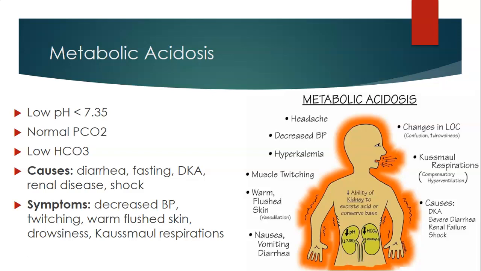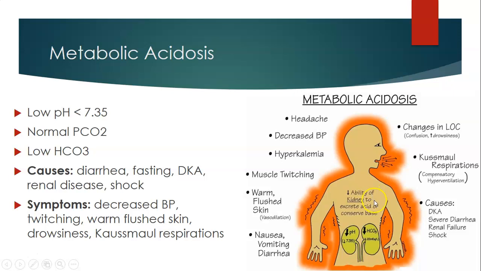Some causes of metabolic acidosis are going to be diarrhea, fasting, potentially DKA, sometimes renal disease or forms of shock. Symptoms will be a decreased blood pressure, potentially some twitching, warm flushed skin, drowsiness, and those Kussmaul respirations. So again, we have our nice picture.